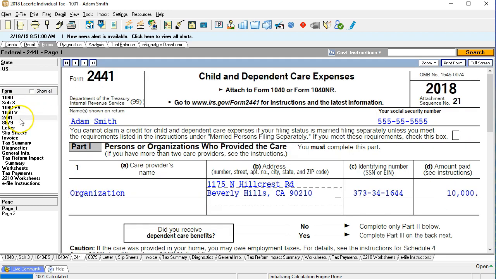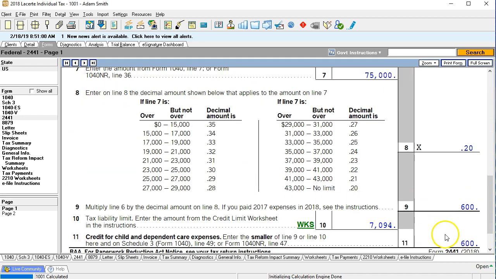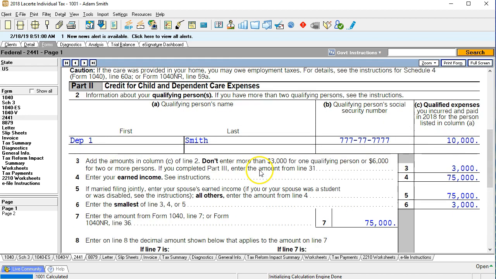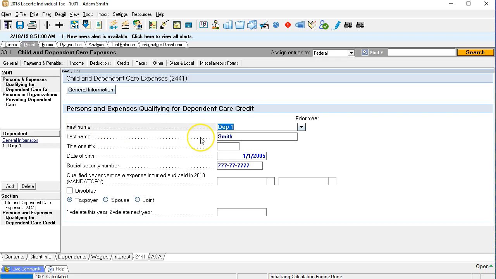Then if we go to Form 2441, here's 2441, child and dependent care expenses. We have the information for the child and dependent care expenses being the $600, the end of the calculation. Then we're going to go back to the data input screen. For this particular software, we enter this information into the data input screen. Now we just named it Dependent 1, so that would be the first name. Dependent Smith is the last name.